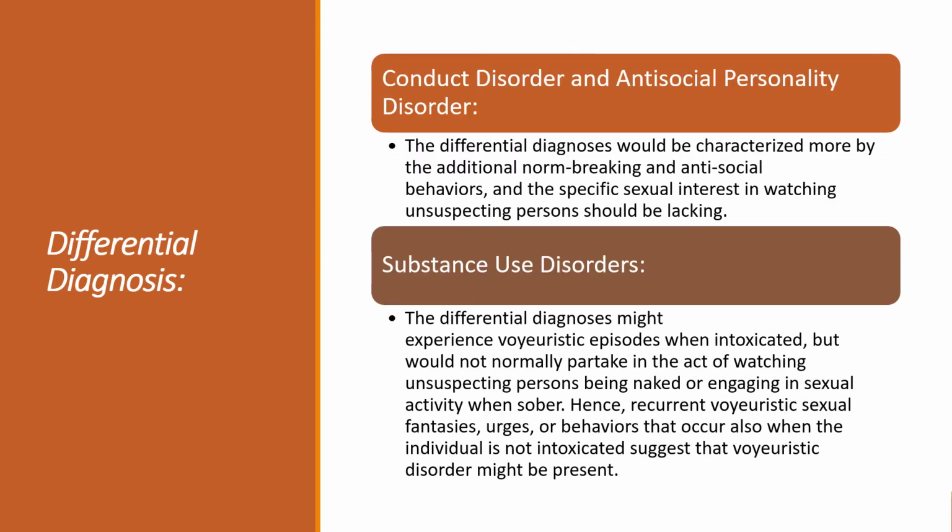Other differential diagnoses that could be considered would be conduct disorder and antisocial personality disorder. The differential diagnosis would be characterized more by the additional norm breaking and/or antisocial behaviors. Thus, the specifics of sexual interests and watching unsuspecting persons engaging in sexual activities would be lacking.